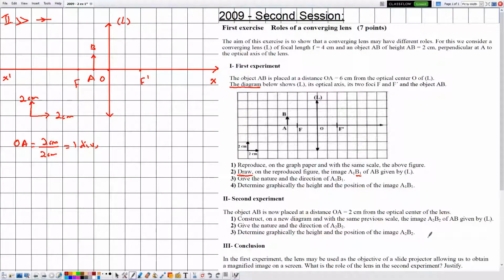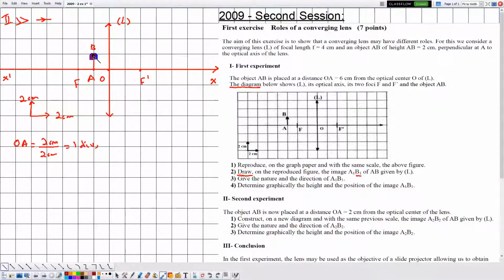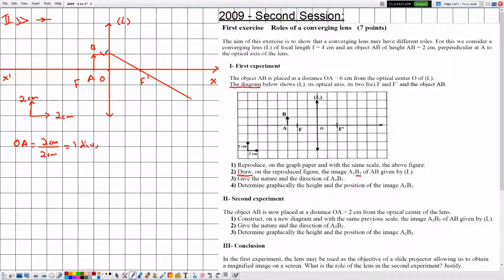Therefore, in order to trace and justify the image A2B2 of AB given by L, we need to consider 2 incident rays issued from B in which we know how to complete their path. Therefore, the first one that we'll consider is parallel to the optical axis. We know that this ray will emerge passing through the image focus like this. And we don't forget arrows on light rays. This is the tracing of the first ray. Now let's do the justification.